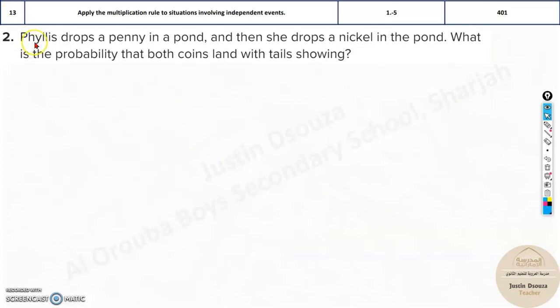Let's try this. You can try pausing this video and try it by yourself. I hope you paused and tried, but we will go through it now. Phyllis drops a penny in a pond and then she drops a nickel in the pond. What is the probability that both coins land with tails, that is the penny and the nickel show the tails?